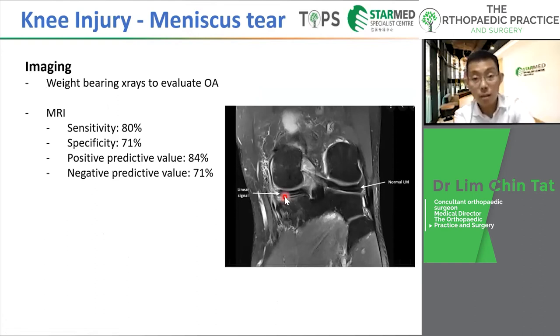You can see there's a tear over here. So this is the thigh bone, the calf bone, and you can see one line going through the meniscus. This white line is the meniscus tear.